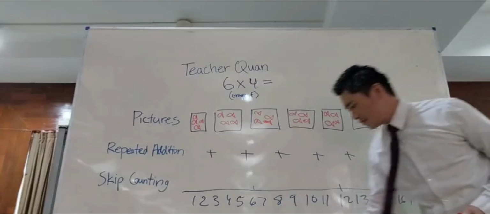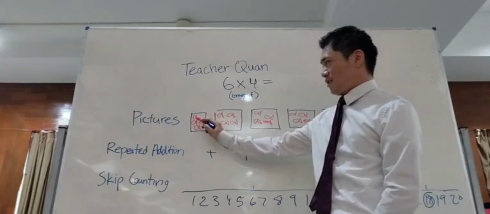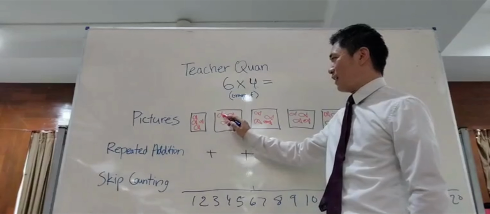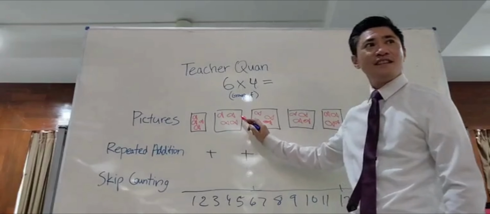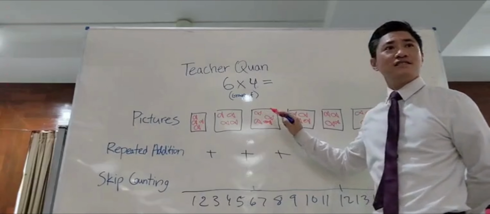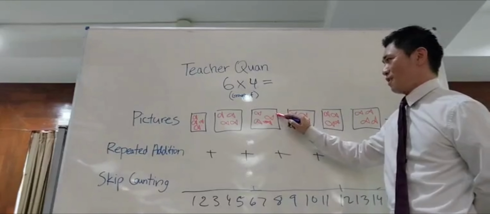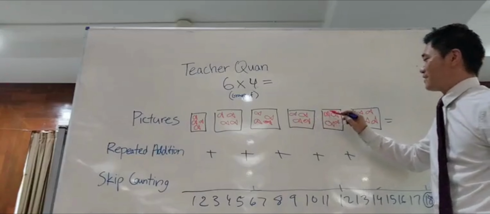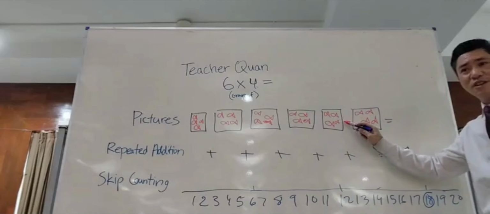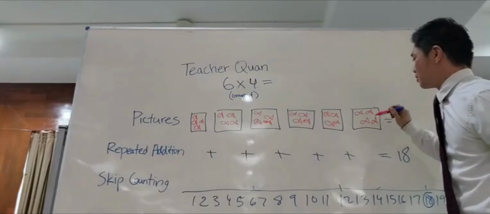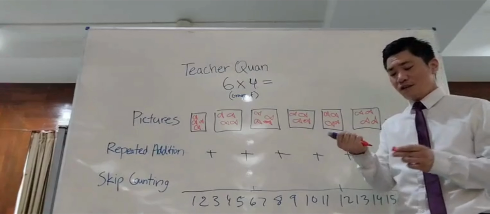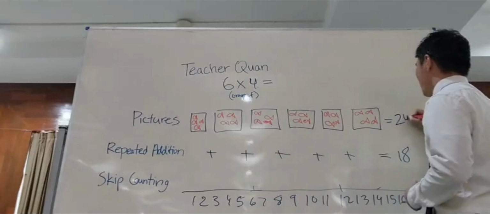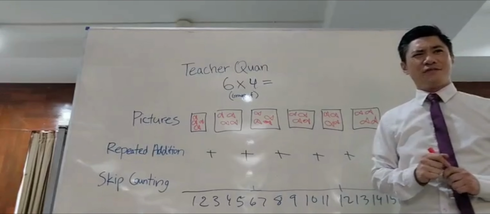So you guys want to count it off? Let me hear you. 1, 2, 3, 4, 5, 6, 7, 8, 9, 12, 13, 14, 15, 16, 17, 18, 19, 20, 21, 22, 23, 24. So our answer using the picture method is 24. Kids getting that so far?